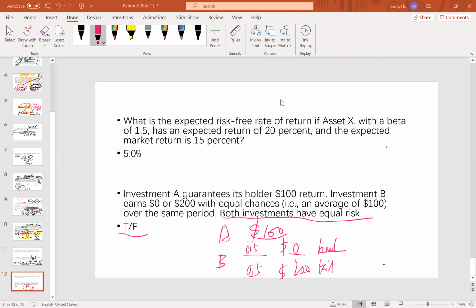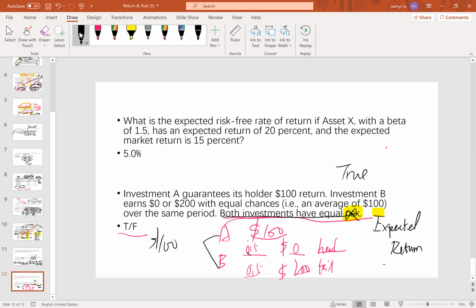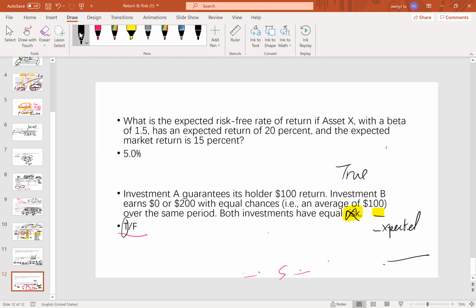If the statement said both investments have equal expected return, then the statement is actually true, because both A and B have an expected gain of $100: 0.5 times 0 plus 0.5 times 200 equals $100. If I change the statement to equal expected return, this one should be true. However, the statement is equal risk, so it should be false. I think Philip already explained this very well.